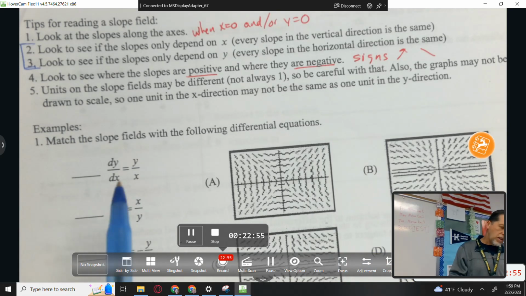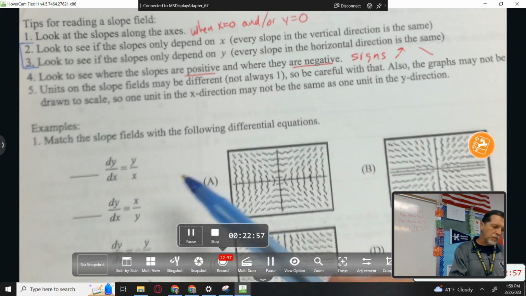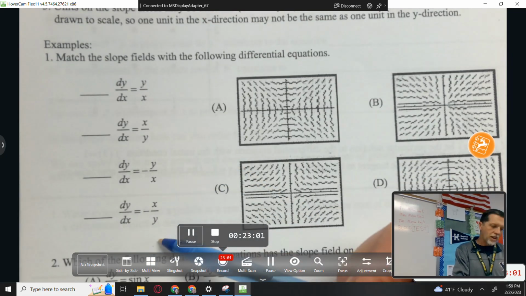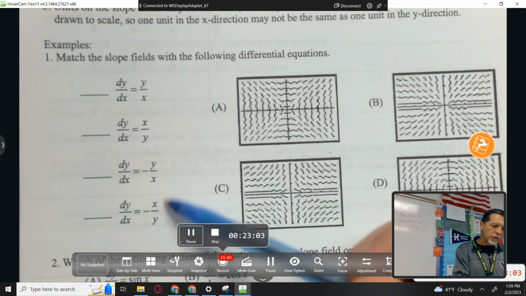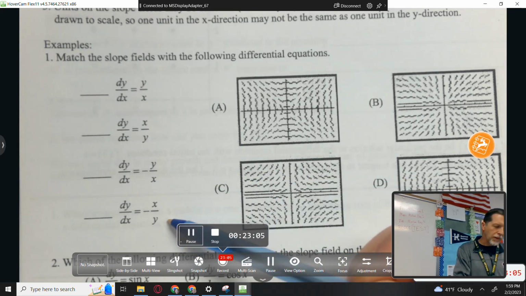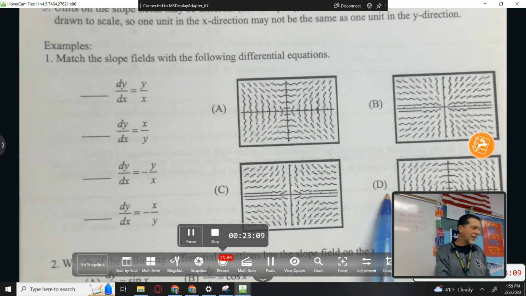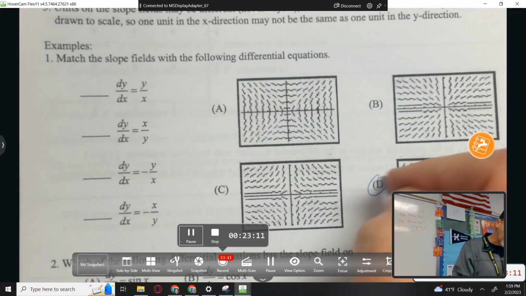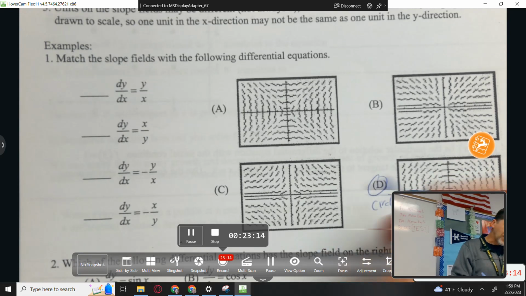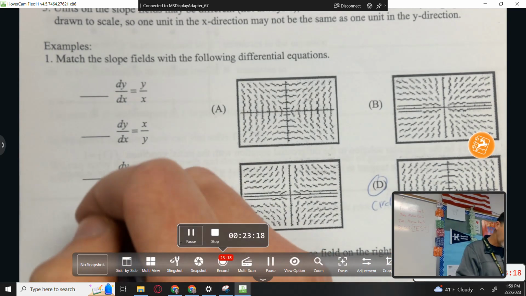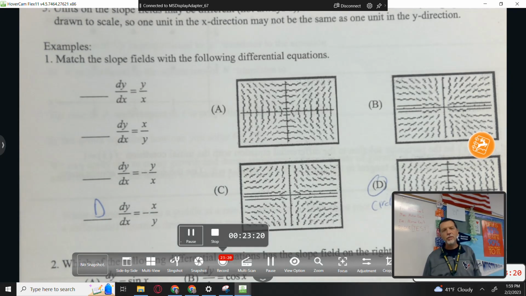All right, let's try to match these up, especially these. These four look really similar, right? Because they all depend on x and y, so that doesn't really help. I know what D is. You know what D is. How do you know what D is? Circle. That's the circle. It's a circle by looking at it. Which one was the circle? The last one. Okay, so good. There's one out of the way.